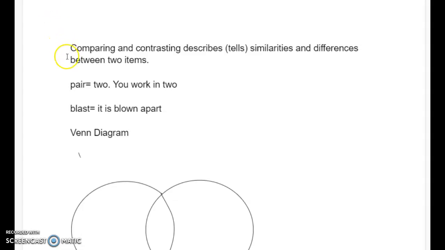Hello, today we're talking about comparing and contrasting. Comparing and contrasting describes or tells similarities and differences between two items. How can we remember compare and contrast? Well, here's one way I think can help us remember the words.